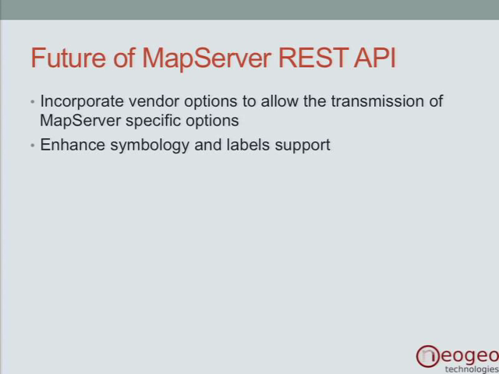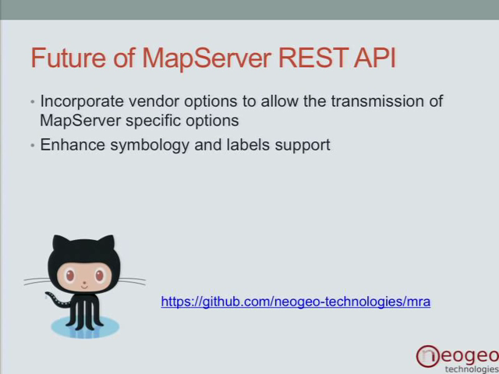And we want to enhance symbology and label support. Actually, it's done through SLD files, which can be not so well interpreted by MapServer, by MapScript, actually. And most of the time, the interpretation differs a bit between GeoServer and MapServer for the same SLD file. So there are things to fix there. And if you want to join us, we are on GitHub with MRA.